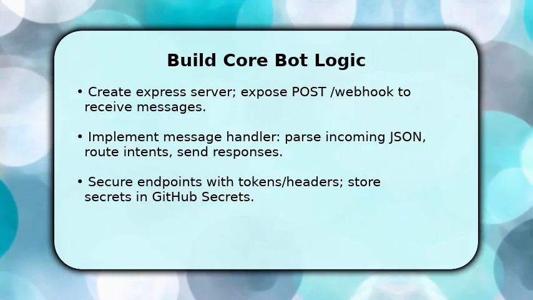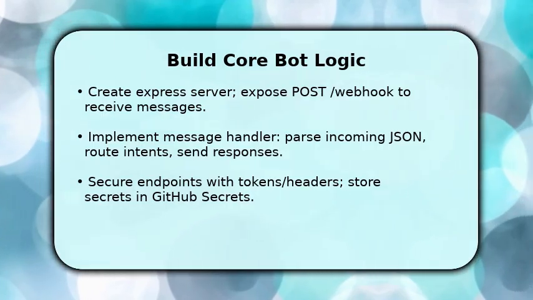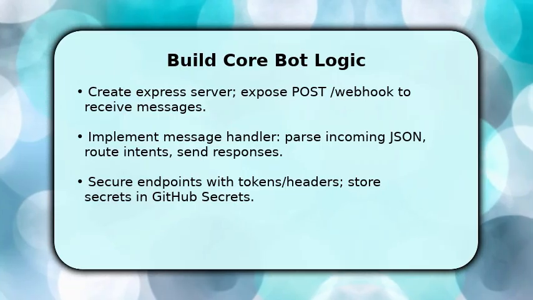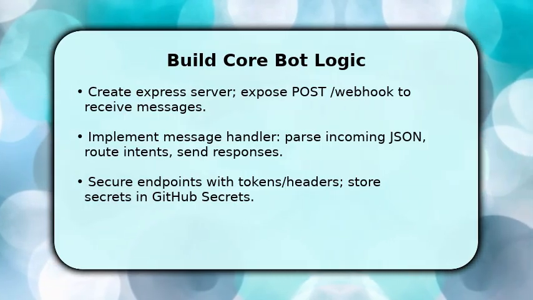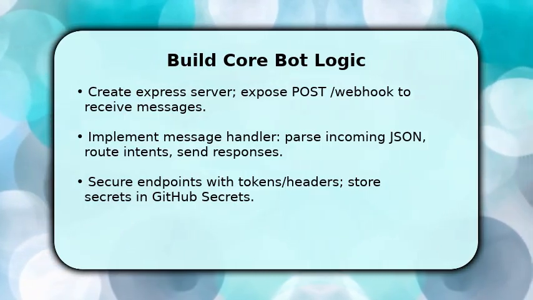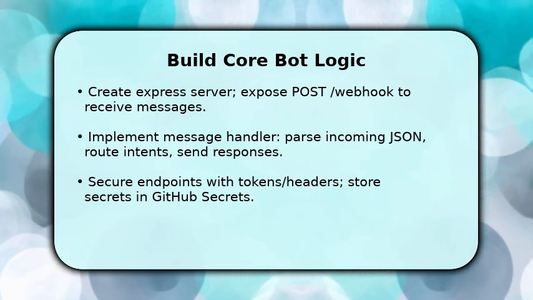Make sure to pull secrets from environment variables and store them in GitHub secrets. This secures tokens and keeps your repository clean. Finally, commit and push incremental working code.